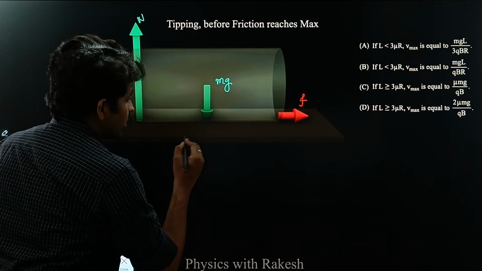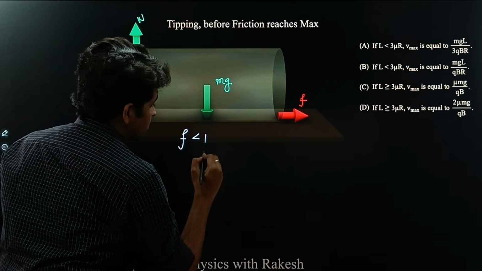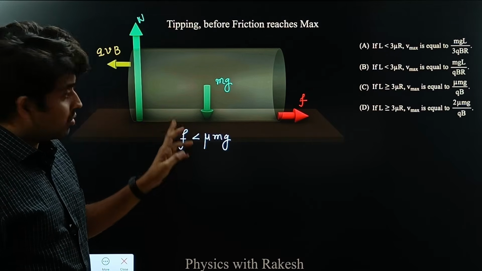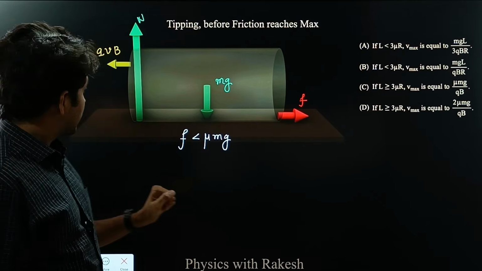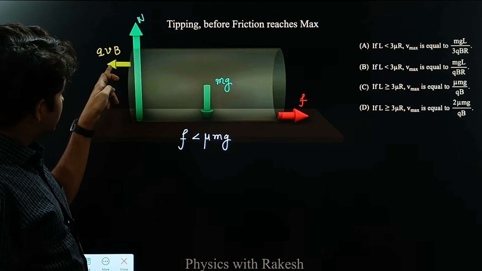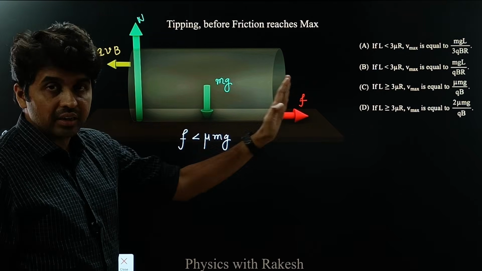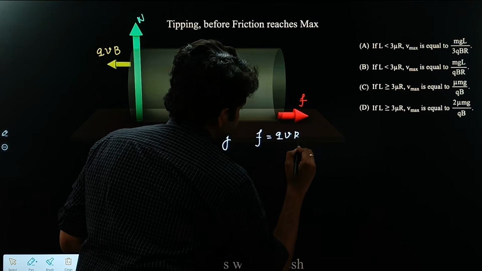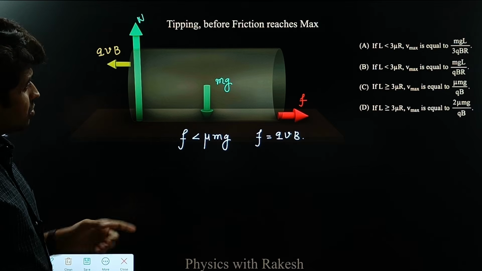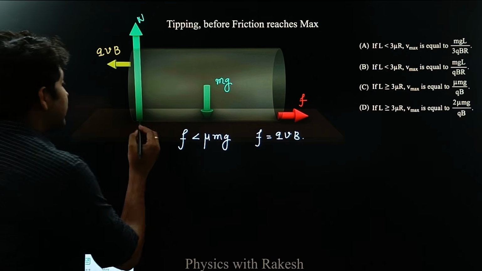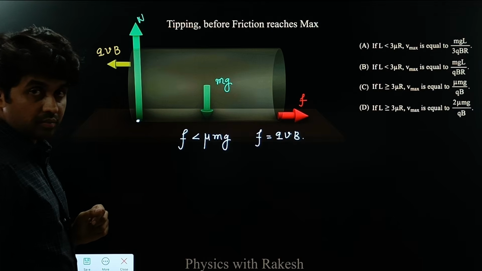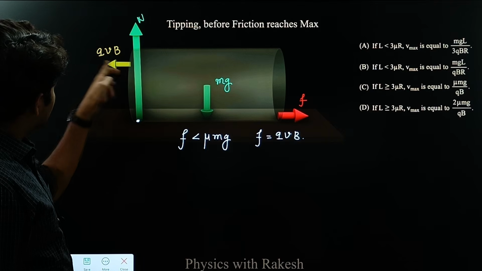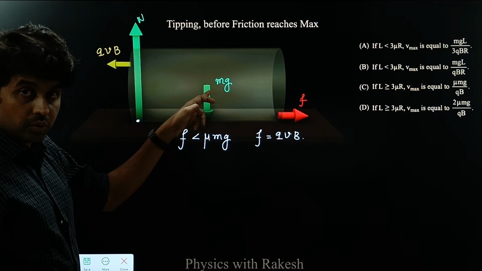So what can we say here? Friction is less than mu N, which is equal to mu mg. Friction is less than mu mg, because it has not yet reached the maximum. Next, what we can write is F equal to QVB, because it is not accelerating in this direction. Now it is also not rotating. So if I take torque about this point, there is no torque due to friction, no torque due to normal. The torque due to QVB must be equal to the torque due to mg.